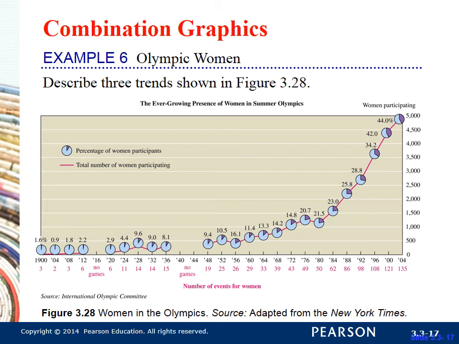Then also notice the number of events for women, which explains a lot of this. We only had 3 events in 1900. Up in the 2004? Yeah, 2004, 135 number of events for women. Wow. So that women participating both percentage-wise and total just skyrocketed because there was more events for women to be in.